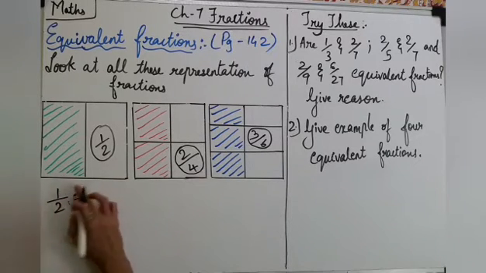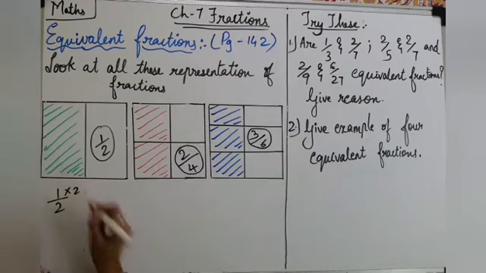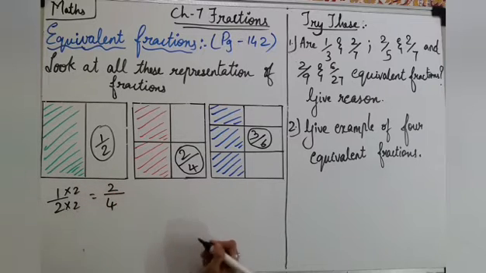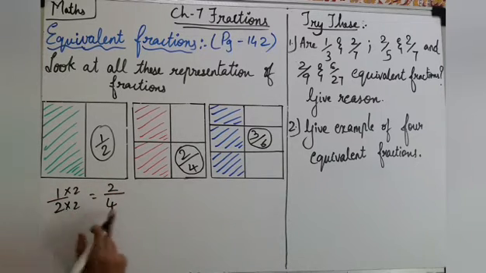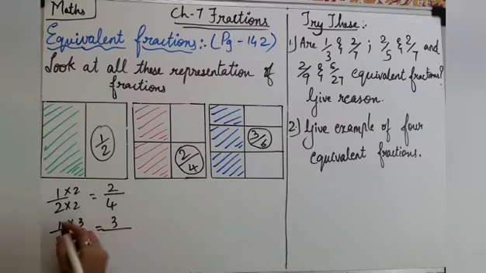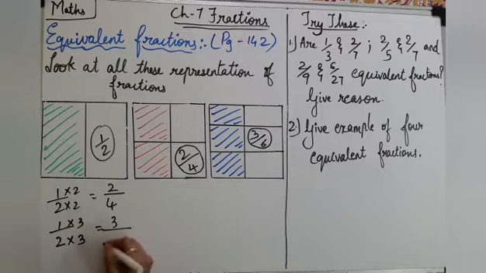1 upon 2, I'm multiplying by 2. So what I got? 2 upon 4. 1 2s are 2, 2 2s are 4. If I multiply by 3, see, I am multiplying both sides by the same number. Numerator and denominator, I am multiplying the same number, 3. So my equivalent fraction is coming. 1 into 3 is 3. 2 into 3 is 6.